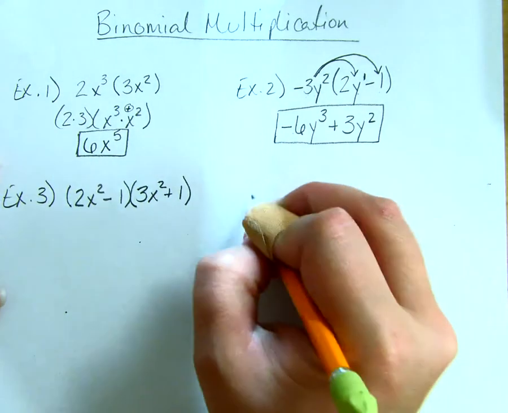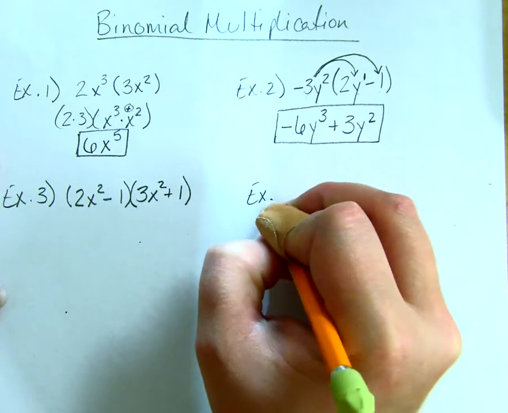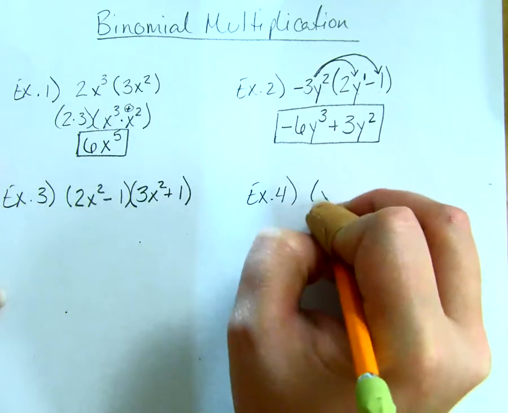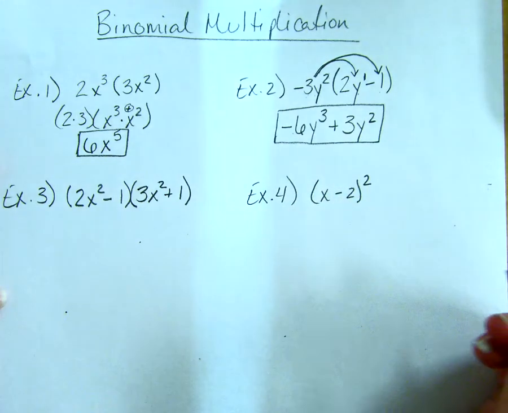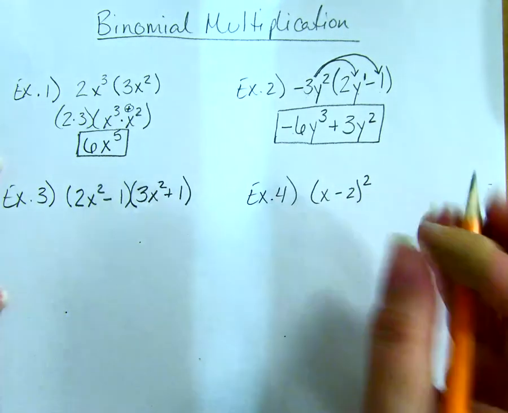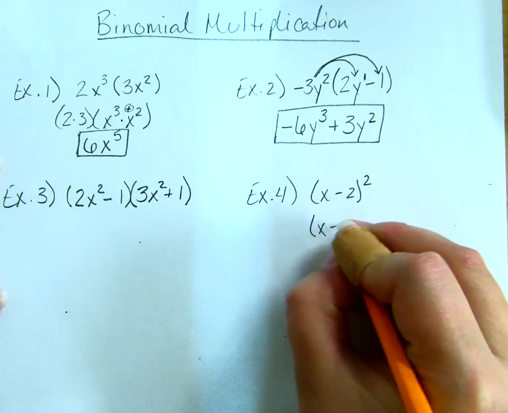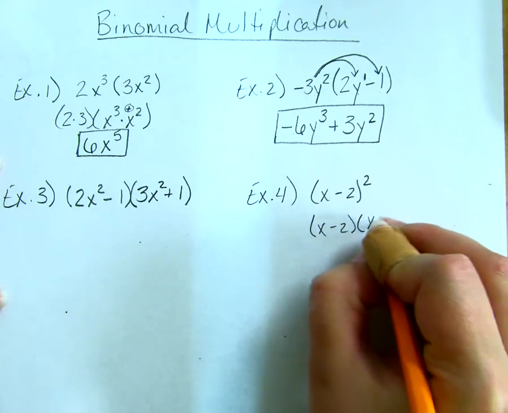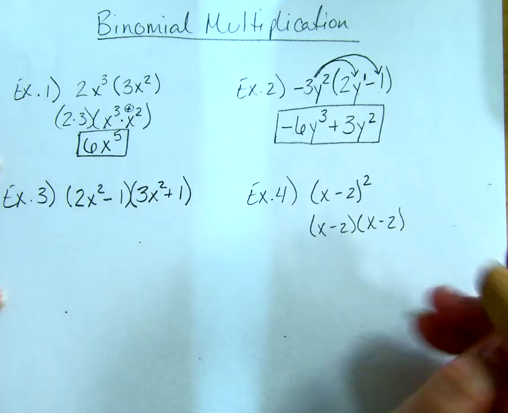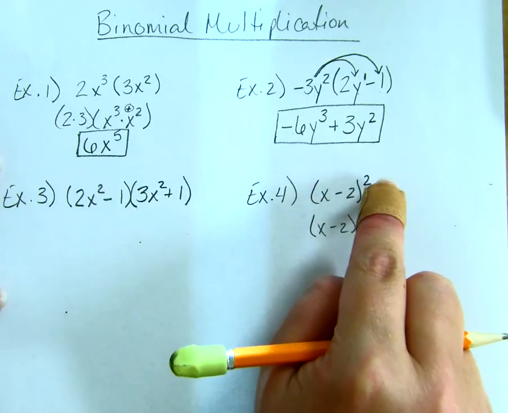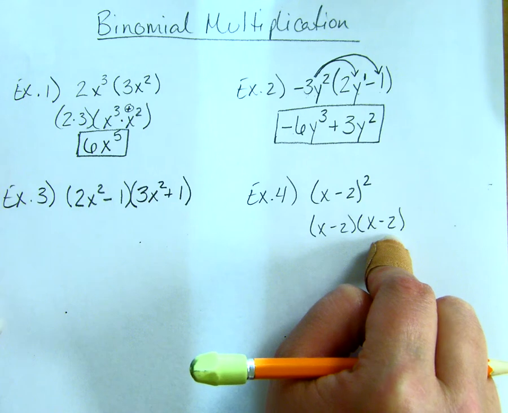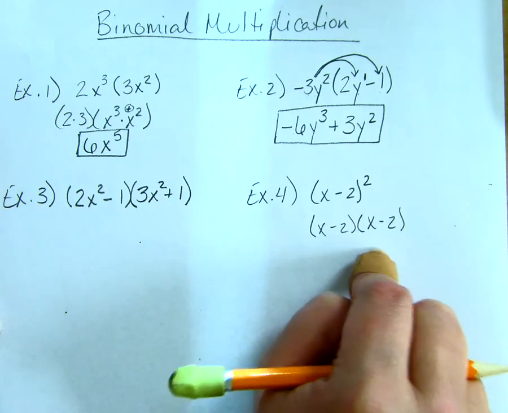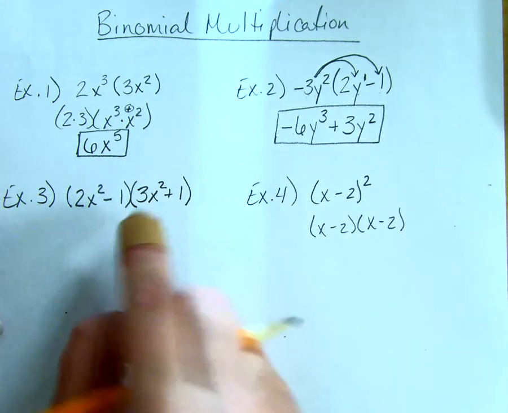Another example of binomial multiplication would be if they wrote it in the form x minus 2, squared. What this really means is that I have x minus 2 times x minus 2. So anytime you have a binomial raised to a power of 2, what they really want is that binomial times itself. Now, we'll go ahead and start with this one because it's a little bit more simple, and we'll come back to this harder one.